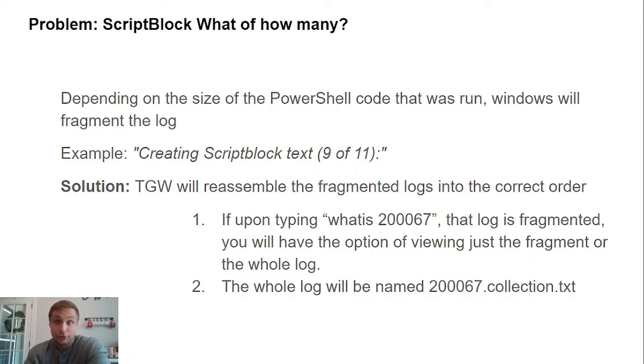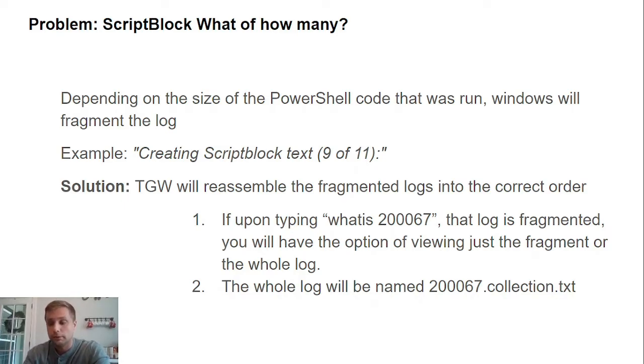Now we have an additional problem. ScriptBlock, what of how many? Depending on the size of the PowerShell code that was run, Windows, I don't know why, I'm sure there's a logical explanation for it, but it will fragment the logs. If you run a really large script, it'll break it up into separate log entries. And you can see that when you're reading through it, it'll say "creating ScriptBlock text" something of something, 9 of 11, or 1 of 50, or however many there happen to be based off the size of that log.